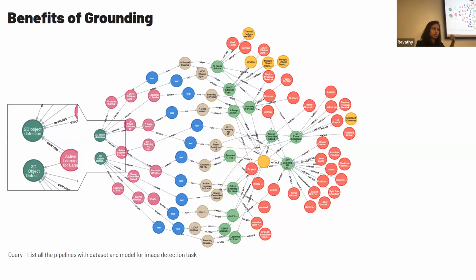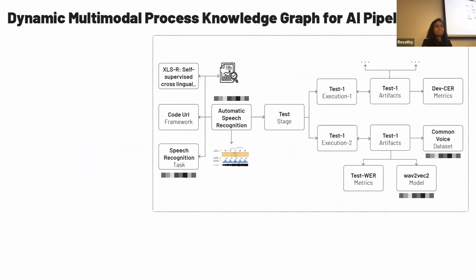search. After we grounded them in knowledge, when we searched for pipelines, list all the pipelines with dataset and model for image detection tasks, we got 2D object detection and 3D object detection in response, though it does not have the explicit name image in it. So the grounding was really helpful when we were doing search as well and not just for recommendation.